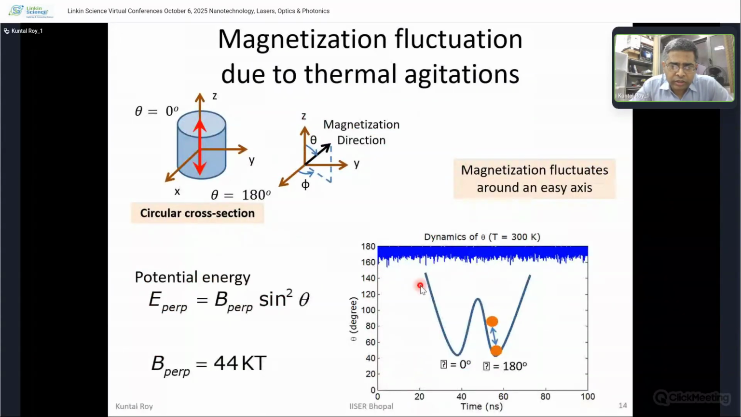If you do a stochastic LLG simulation, it shows that magnetization is fluctuating from 180 degrees depending on the energy barrier.